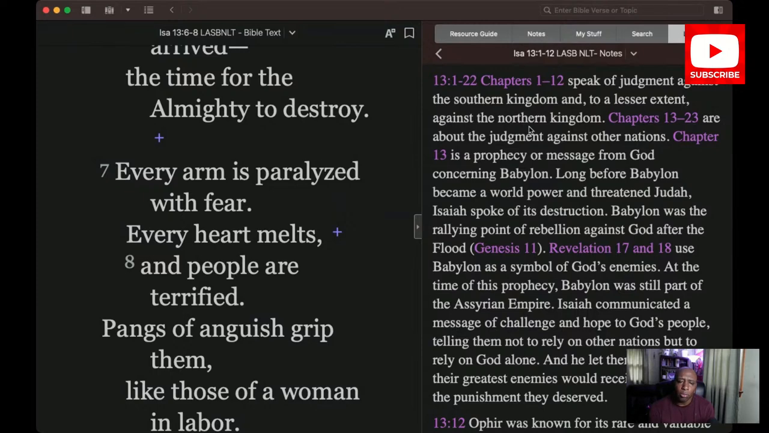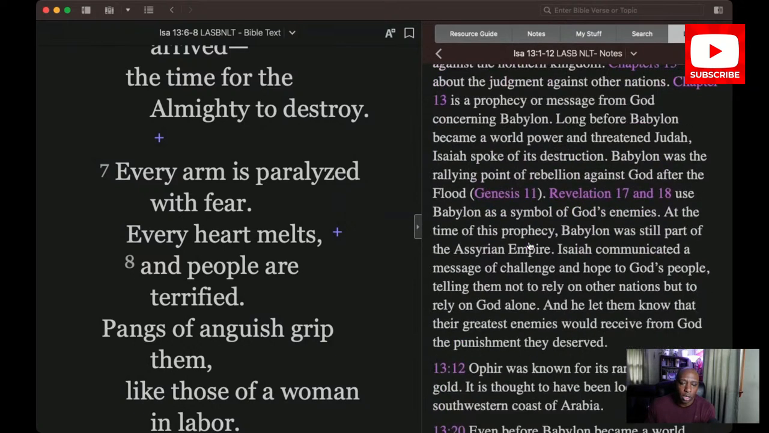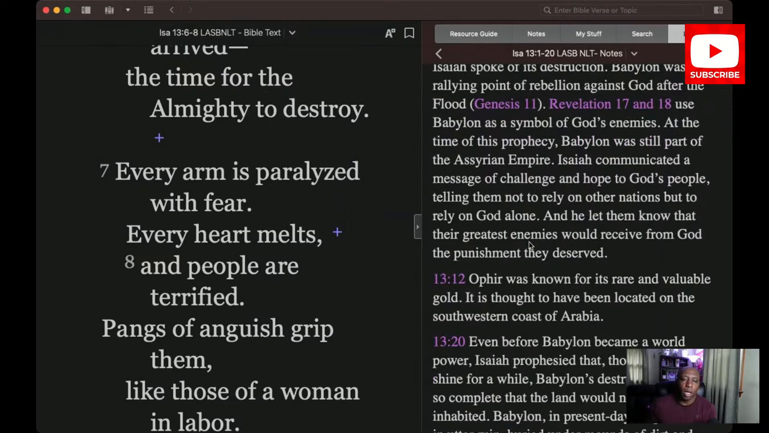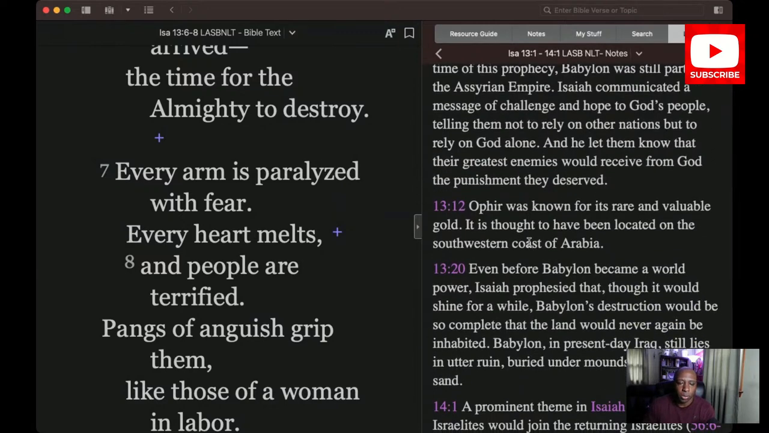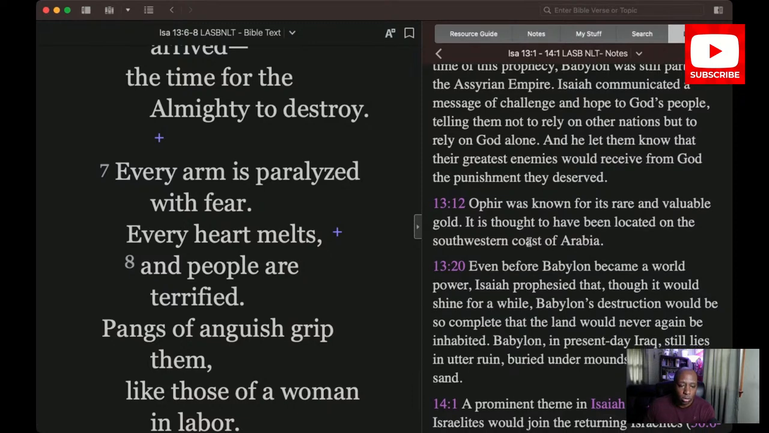Babylon was a recurring point of rebellion against God after the flood, from Genesis chapter 11 to Revelation chapters 17 and 18, which use Babylon as a symbol of God's enemies. At the time of this prophecy, Babylon was part of the Assyrian Empire. Isaiah communicated a message of challenge and hope to God's people, telling them not to rely on other nations, but to rely on God alone. And he let them know that the greatest enemies would receive from God the punishment they deserve.